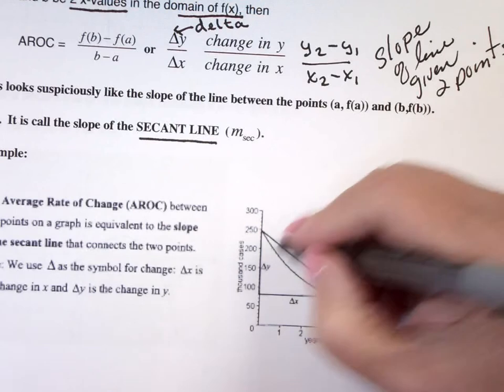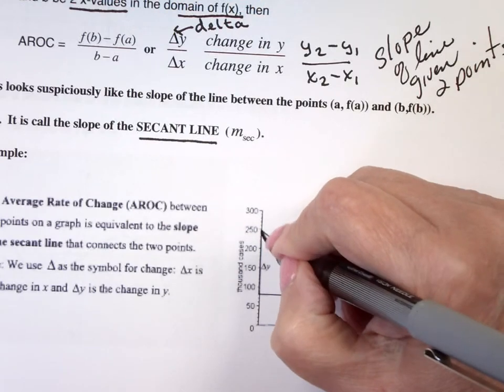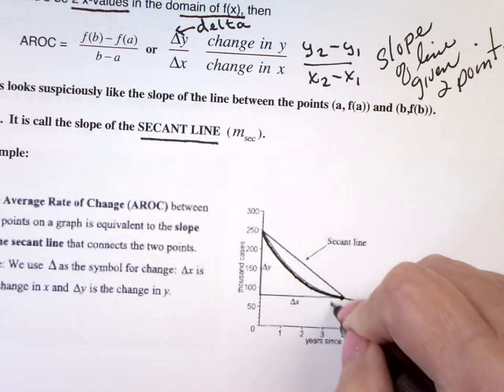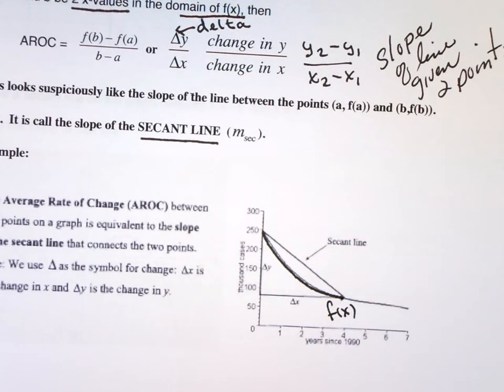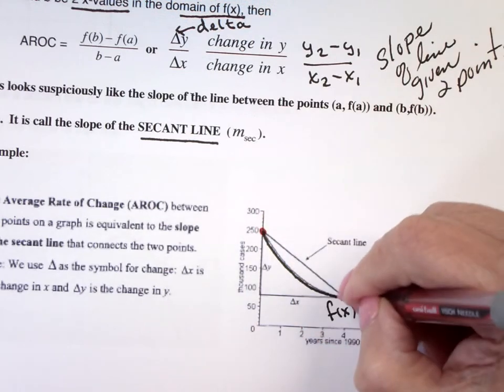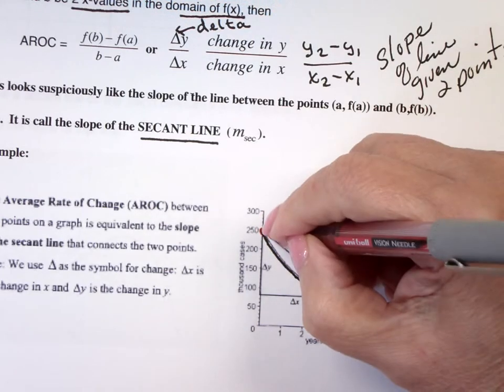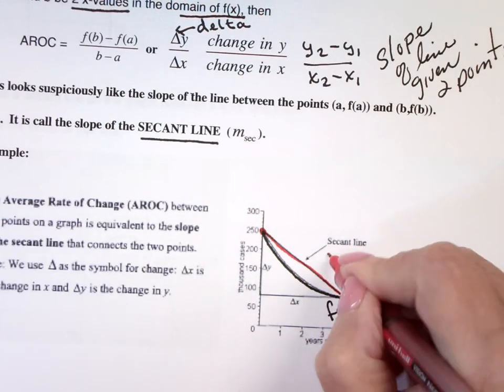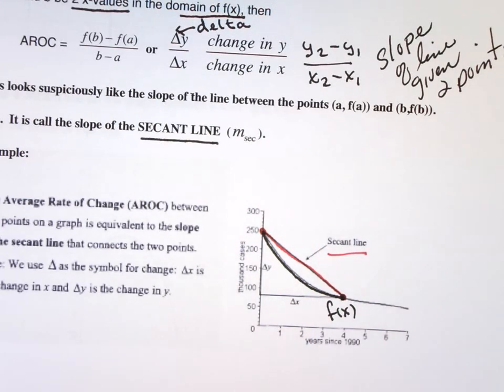And here's an example of a secant. So here's your function. So that might be f of x. And then I pick 2 points on the function, draw a line between those 2 points. That's the secant line. That's a secant line, what we call average rate of change.